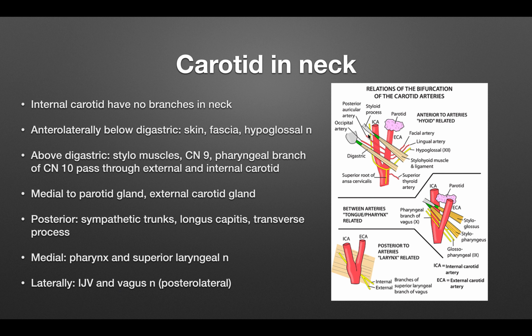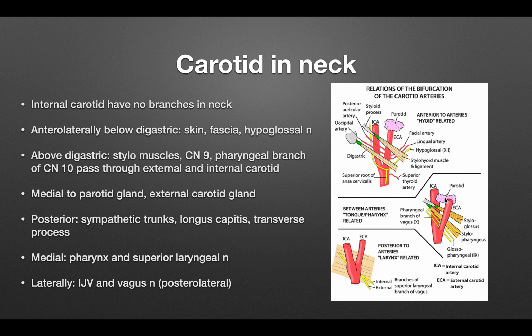And posteriorly, there's going to be the nerves and the neck muscles and the vertebra, of course. Medially, it's important to note that the superior laryngeal nerve is going to be in front of the internal carotid, and laterally, the internal jugular vein and the vagus nerve. Well, the vagus nerve is more like posterolateral, but important to know.